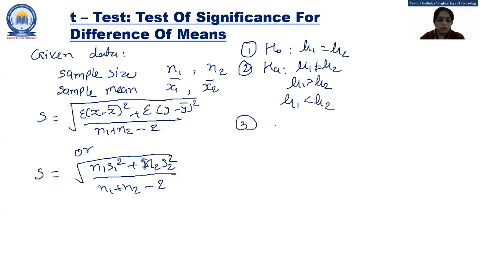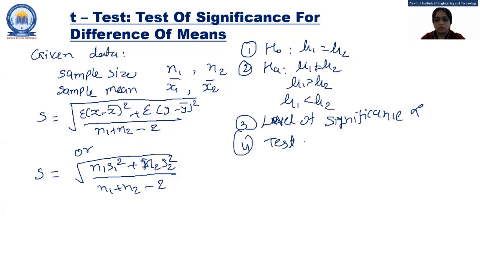Third one, that is test level of significance, alpha. Next one is fourth one, and that is test statistic.